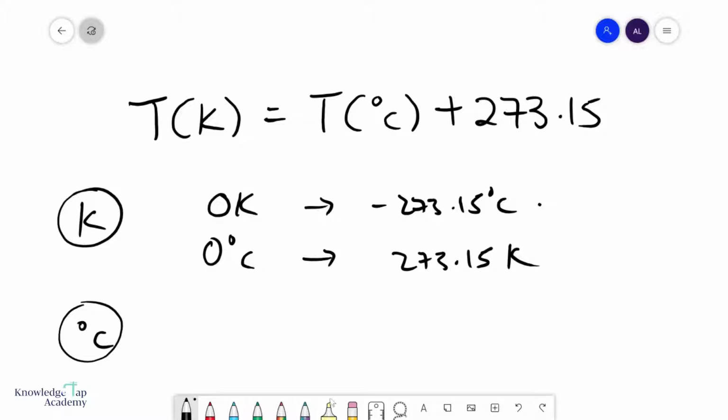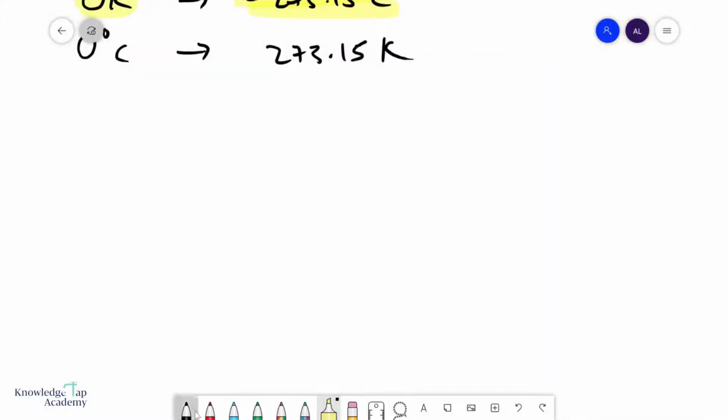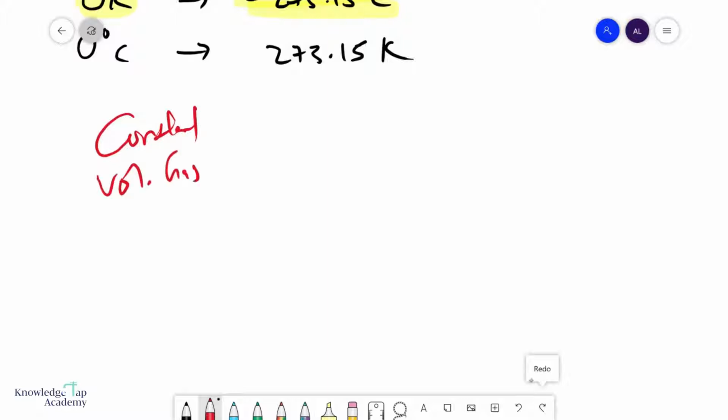So what we want to discuss now is basically how on earth this conversion came about. And Lord Kelvin, of course, was responsible for figuring out that the lowest possible temperature, which he called 0 Kelvin, is actually minus 273.15 degrees Celsius. So what our good friend Kelvin did was he used something called a constant volume gas thermometer.